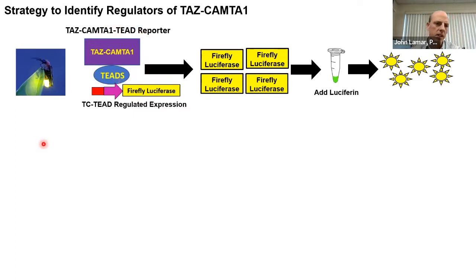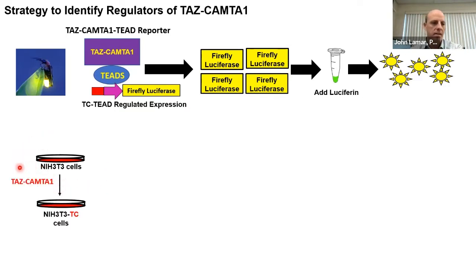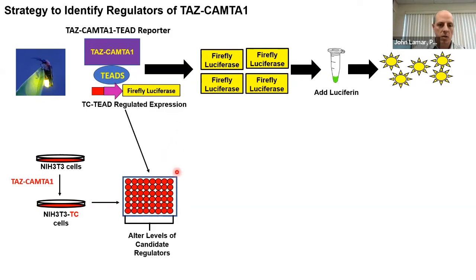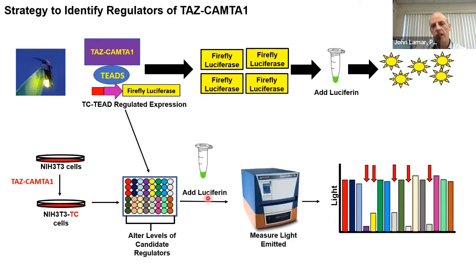The way that we actually did this experiment was we took the mouse fibroblast cells again, and we stably expressed the TAZ-CAMTA1 oncogene in them that we got from Brian Rubin's lab. Then we took those cells and put them over a bunch of wells in a dish, and we put in this firefly reporter assay that I just described. Then we alter the expression of proteins that we think might be repressing or activating TAZ-CAMTA1 in each of these wells. We allow those manipulations to take effect, and then we give the substrate for the firefly luciferase enzyme to the cells and measure the amount of light that the cells are emitting.